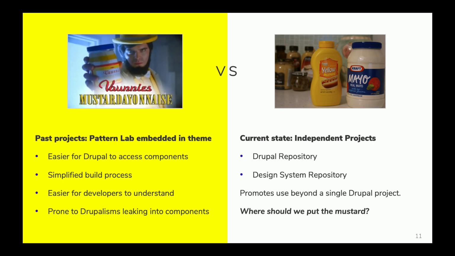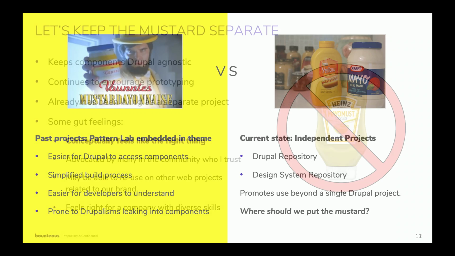Versus kind of where we were at this point in the project, where we really had individual separate projects. We had a Drupal repository where we were working on the migrations, and we had this separate design system repository, and as of now, those things were not joined together. But theoretically, that approach is going to promote reuse beyond just a single Drupal project. So the question that we had to ask is where we wanted to put the mustard in this case.